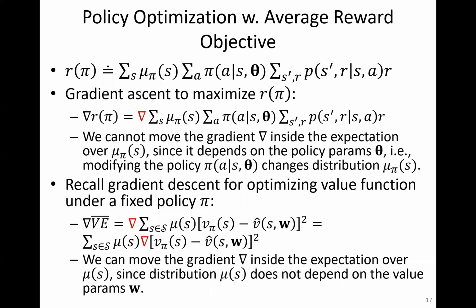So having introduced the average reward objective, now we want to try to maximize the expected average reward for a given policy by adjusting the parameter theta. So this is policy gradient. Now, we want to use gradient ascent because we want to maximize. So you take the gradient of this definition of average reward, and then you're stuck here. You cannot move the gradient inside the expectation over mu pi, since it depends on the policy parameters, theta. So modifying the policy pi changes the distribution mu pi.